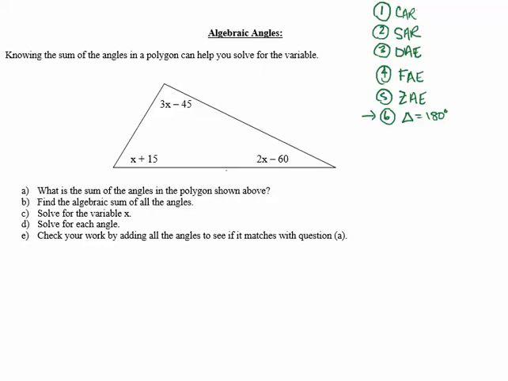So in this case, we have a triangle. So let's just find the algebraic sum of all the angles. What we'll do is add up all three of them. And the way I'll do this, I'll put it in brackets so that we can see all three angles. So the first angle is 3x minus 45. We'll add that to x plus 15, which is the second angle. And then we'll add the third angle, which is 2x minus 60, and that's equal to 180 degrees.